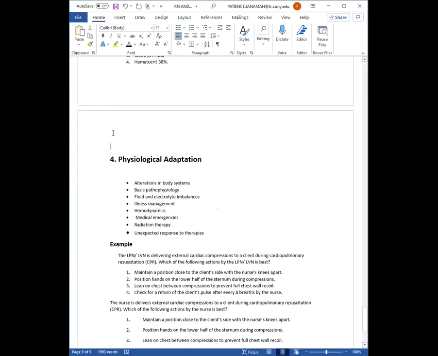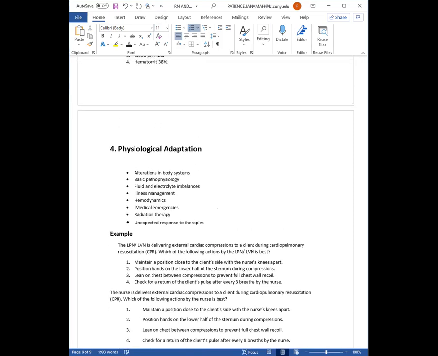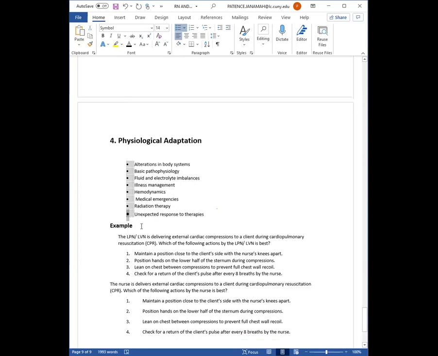Physiologic adaptation. So physiologic adaptation, you have alteration in body systems. Basic pathophysiology, fluid and electrolyte imbalances, illness management, hemodynamics, emergency or medical emergencies, radiation therapy, unexpected response to therapies.